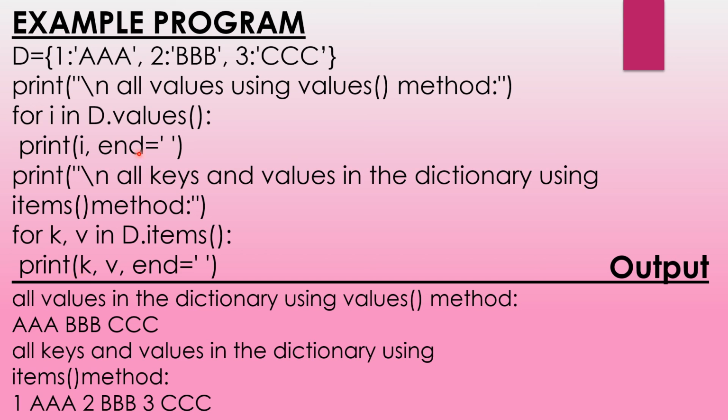Then k, now it will go as 2 as the second key, so 2 is here. Then the value, so here BBB. Then a gap will be given. Then here the key is 3, so 3 is printed here. And then the value CCC will be printed, as you can see CCC is printed, and a gap will be given. Hope you understood this program.